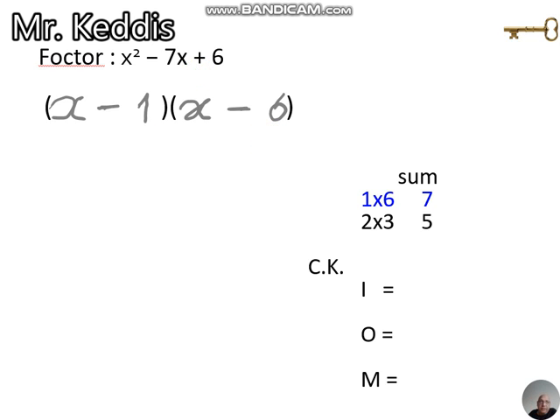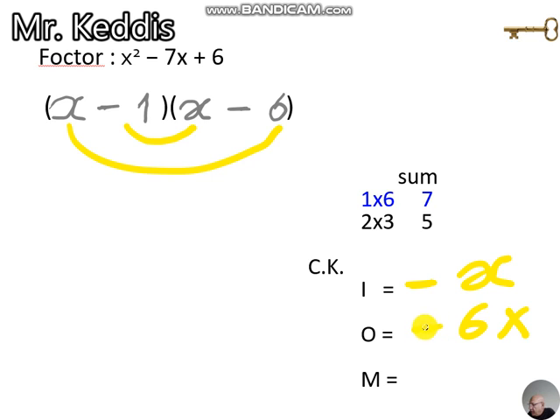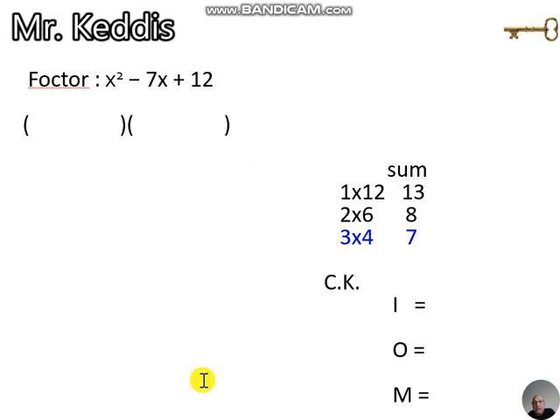Let us check our answer. This is the inner term. Negative 1 times x, I get negative 1x. The outer term, I get negative 6x. This is addition. When I have the same sign, the sign stays negative, and I add the variable. Here 1x and here 6x became 7x. The middle term is negative 7x here, and here is negative 7x. My answer is correct. We move to the next one.